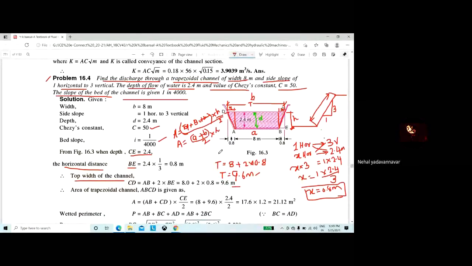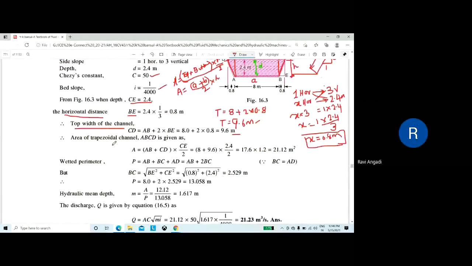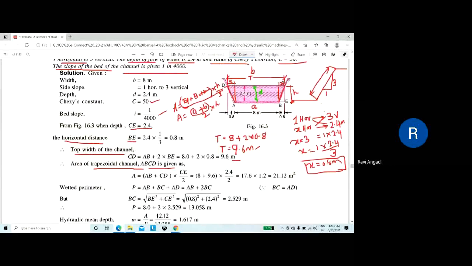Yes, sir. So remember this formula, A plus B by 2 into H. A means the bottom width, B means the top width, H means the height or the depth of the channel. Okay. So with this, here they have calculated the area of trapezium ABCD. So they have taken this as ABCD here. Okay. Then you calculate the area here. Just cross check what is the answer you are getting.